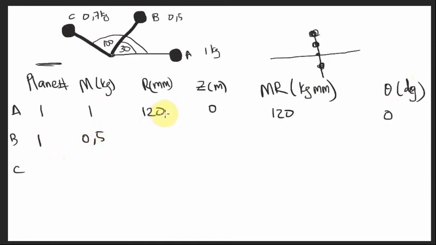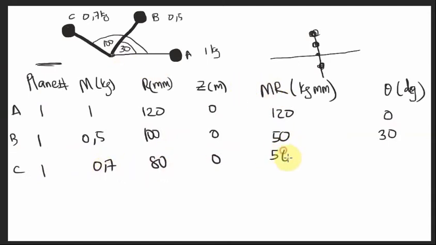Then we go to B, which is also in plane 1. The mass of B is 0.5, and the radius is 100. This is 0, so 0.5 multiplied by 100 gives half of that, which is 50. And the angle there is 30 degrees, so you write 30 degrees here. Then we carry on with the last one. The mass of C is 0.7. The radius is 80.